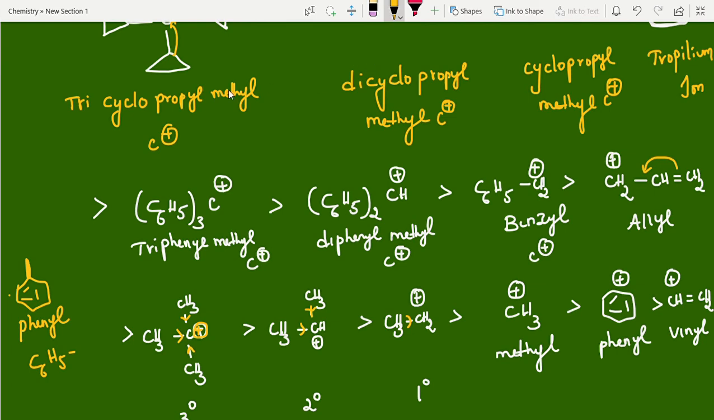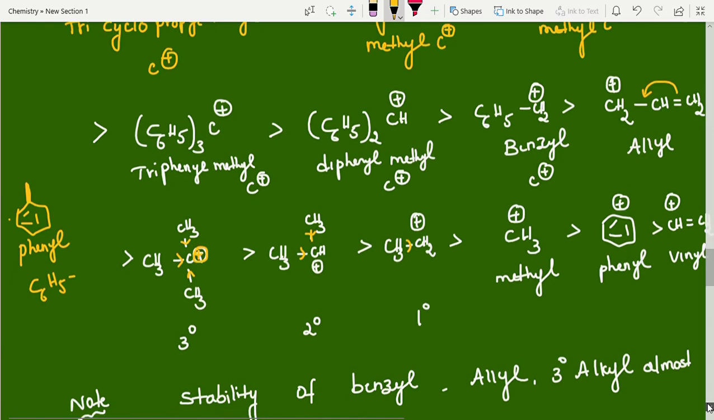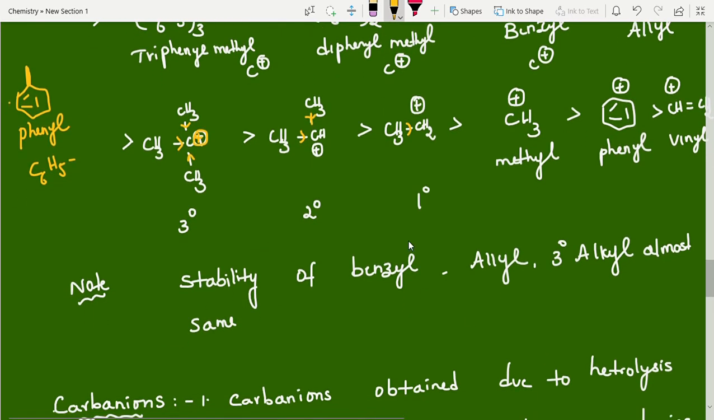Triphenyl, tricyclopropyl, next dicyclopropyl, next cyclopropyl, next tropylium, then triphenyl, diphenyl, benzyl, allyl, 3 degree, 2 degree, 1 degree, methyl, phenyl, vinyl. This is the stability order, the final stability order. Okay, net stability order. They will compare in any questions. Only 3 degree, 2 degree, 1 degree they will take in questions, or else starting from above onwards they will ask questions. In between any two they will compare. Different ways they are asking questions here. Please make a note and read twice, thrice.